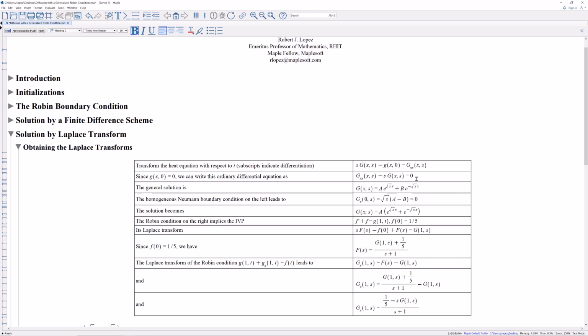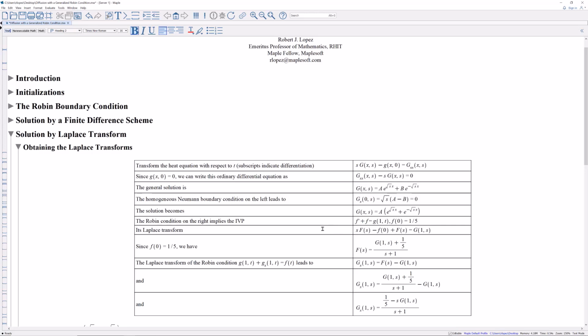This is an ordinary differential equation in x, so it's got a simple solution, exponentials. The homogeneous Neumann condition on the left reduces this to this, so A equals B. So we put an A here and we factor out the A, and we've got a statement of the transform of G, but it's got this A in it. And we're going to have to get some boundary data to figure that out.